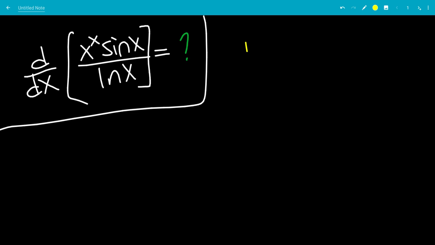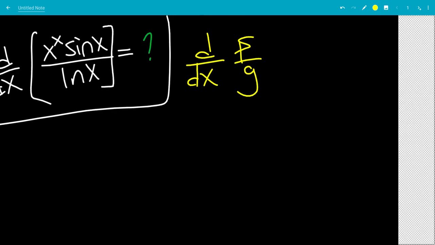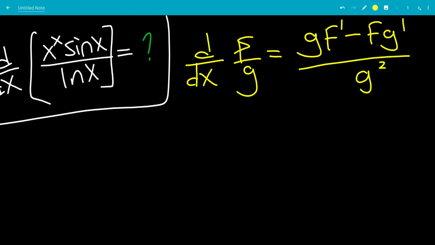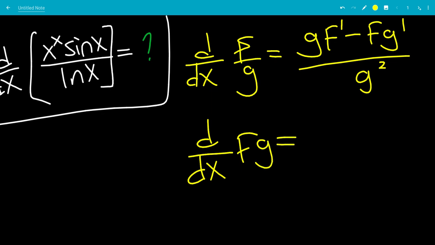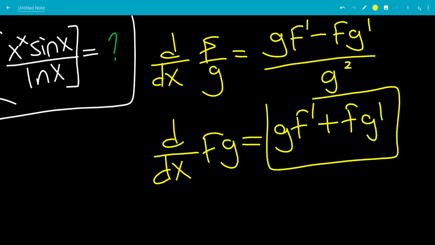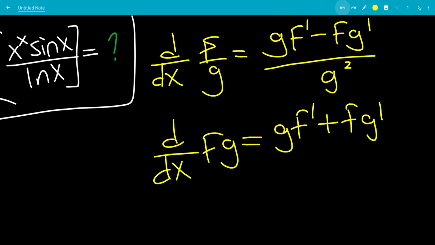Okay, so we're going to look at the derivative of functions f over g. This is the quotient rule, so this is the bottom function times the derivative of the top function minus the top function times the derivative of the bottom function, all over g squared, the bottom function squared. And the derivative of f times g, which is the product rule, will be g f prime plus f g prime. And you can see how similar these are. The sign's different, so that's how people remember it.